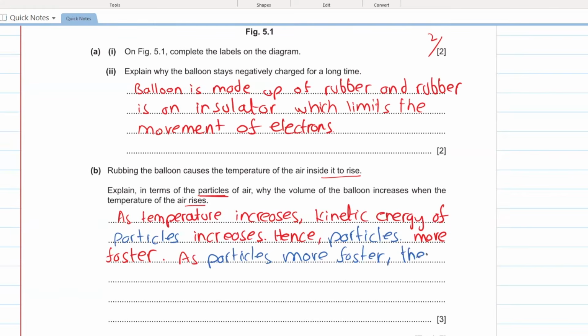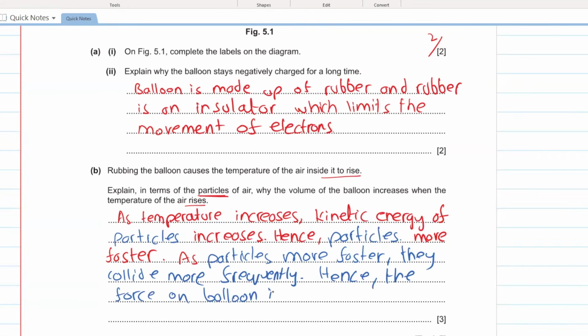they collide more frequently. Hence, the force on the balloon increases, causing the volume to increase.